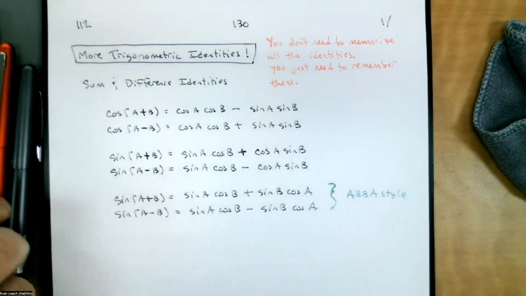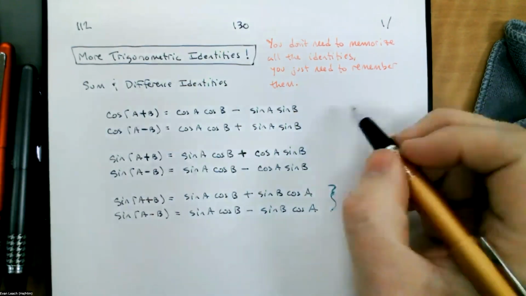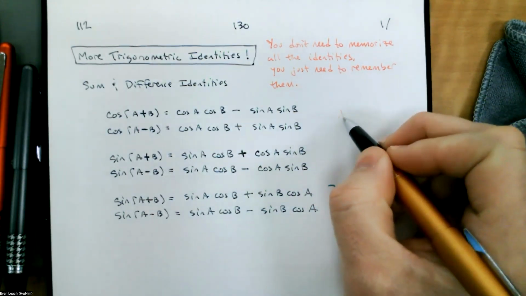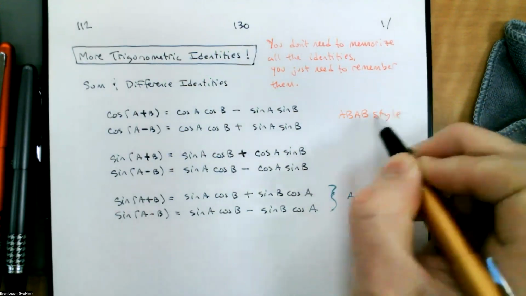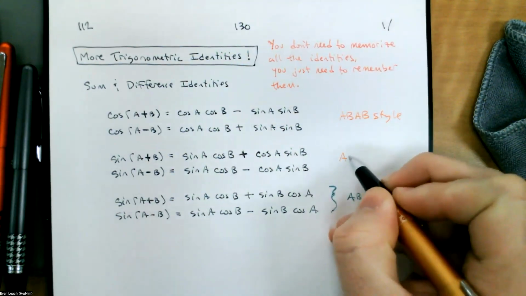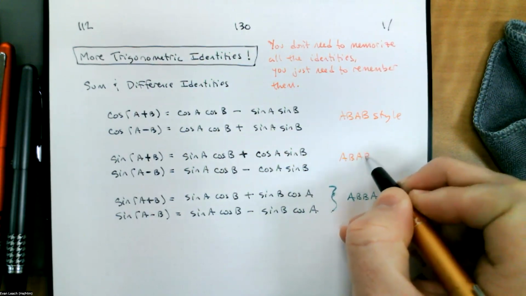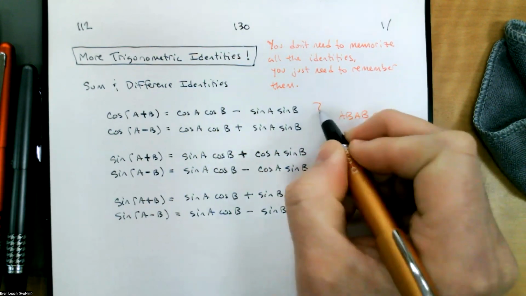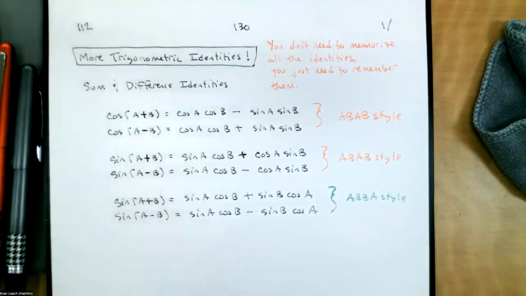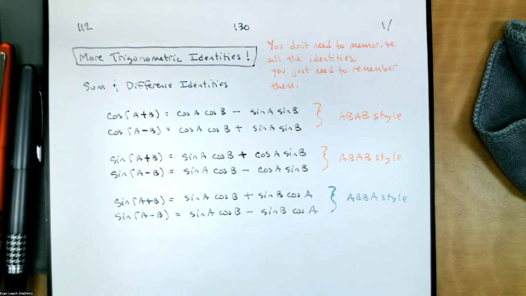But it makes sense. I can see what they were going for. This is more of an AB style, and so they were just mimicking AB style. I don't like the AB style for both. I like AB style for cosine, but I like ABBA style for sine, both because I can get away with it.